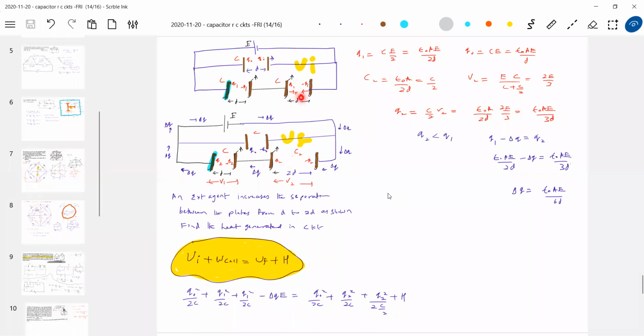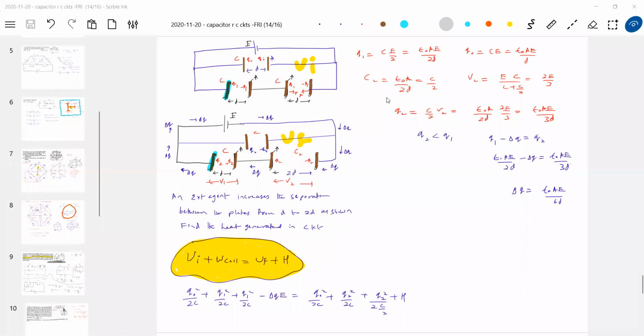Or else you do one thing: work done equal to Fe into dx. Bring Fe as a function of x, then integrate the separation from d to 2d, you can do that also. Or else directly, work done by the external agent is equal to the change in potential energy of the capacitor. Work done by the external agent is equal to mod of delta U. Delta U of what? Of the capacitor in which he is doing work, or the delta U of both the capacitors.